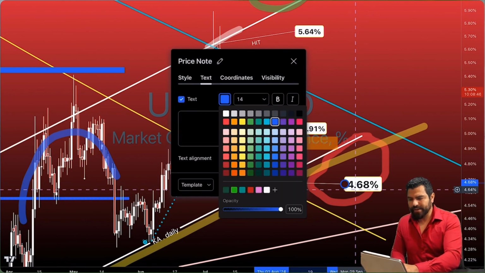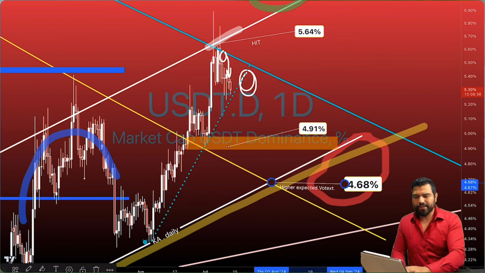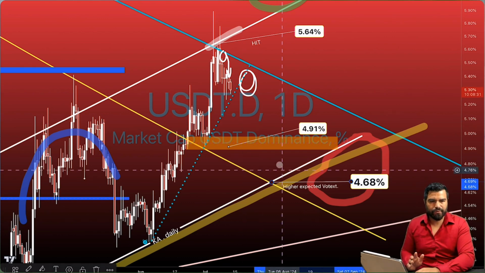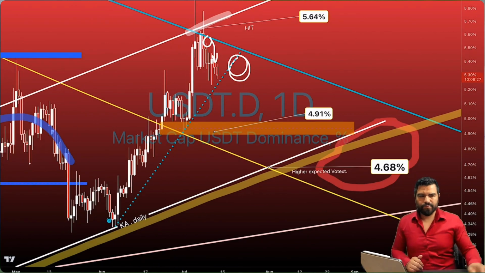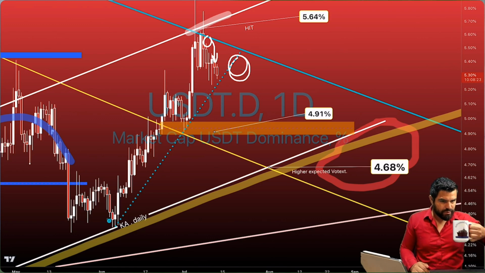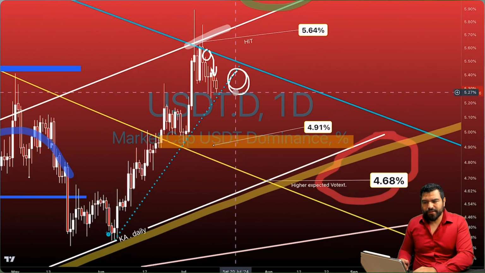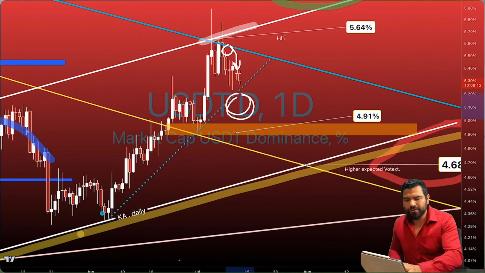Let's maybe add some text. Higher expected vortex. Now again, I'm not saying it's going there today, but if it goes there, what would Bitcoin potentially do if price is able to come this low? What is the answer? Go up. So be careful of shorting if you start seeing price do that. For that to happen, price first has to break below this line.